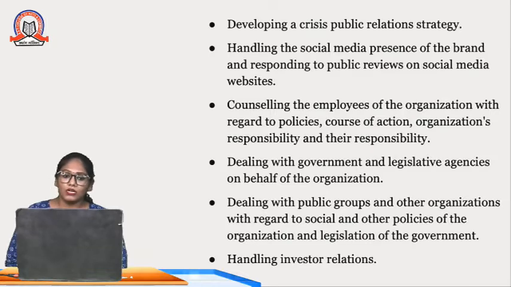They also deal with government and legislative agencies on behalf of the organization if at all there are any problems, whether positive or negative. They also deal with public groups and other organizations with regard to social and other policies of the organization and legislation of the government.